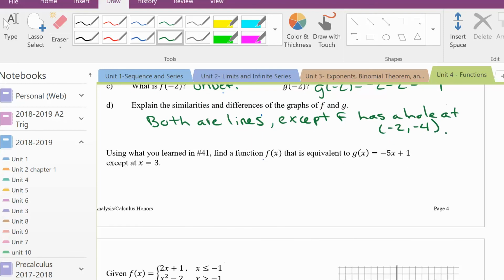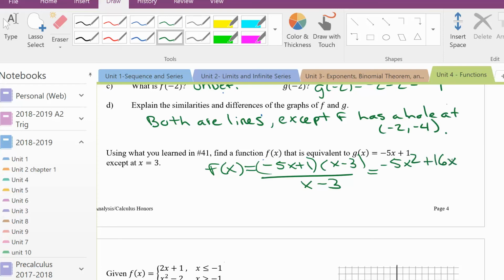Using what you talked about in 41, can you write a function f of x as equivalent to g of x equals -5x plus 1 except at x equals 3? Yes, you can, because you can say -5x plus 1 times x minus 3 over x minus 3. So if you FOIL, you get -5x squared plus 16x minus 3 over x minus 3.